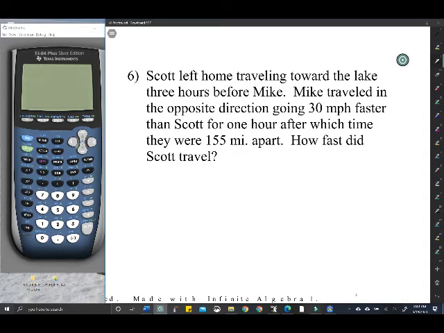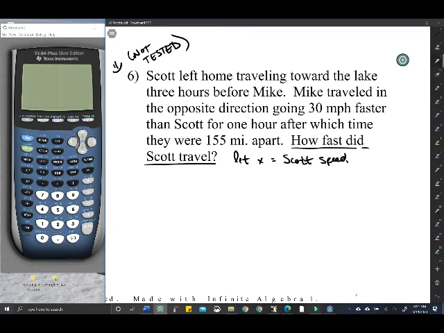All right, so number 6 here, this is an exceptional challenge. It's not going to be something that will be on a test, but I just figured I would put it on here to challenge you, okay? Lots going on. So Scott left home traveling towards the lake 3 hours before Mike. Mike traveled in the opposite direction, going 30 miles per hour faster than Scott, for 1 hour, after which time they were 155 miles apart. Okay, how fast did Scott travel?